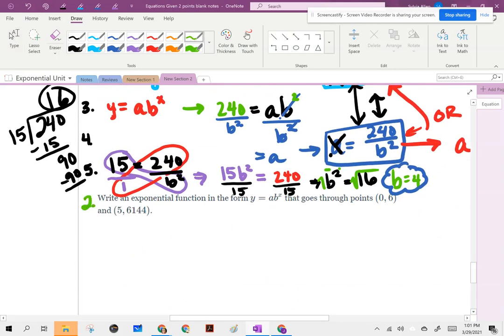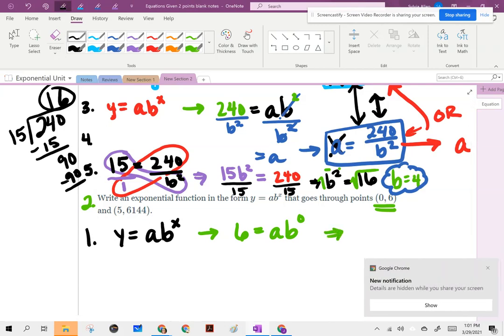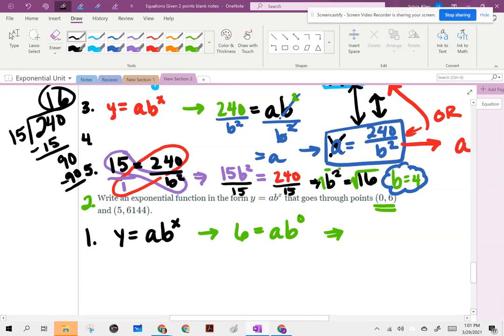All right, so number 2, go ahead and try, and then we'll go over that. Okay, so I'm going to go a little bit faster here. Remember that we've got y equals ab to the power of x. I am going to plug in the first point, 0, 6, which means I get 6 is equal to ab to the 0 power, which means I need to simplify that. B to the 0 power is 1, so that gives me a is equal to 6.